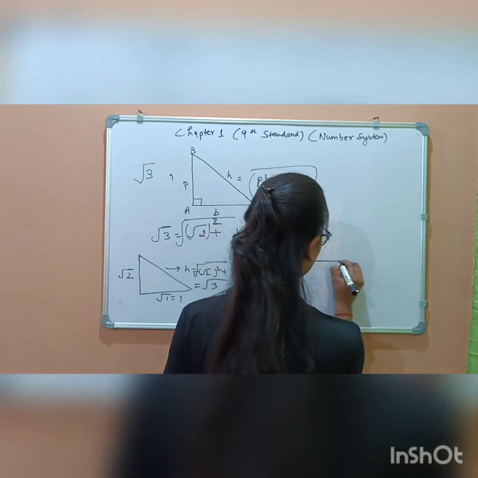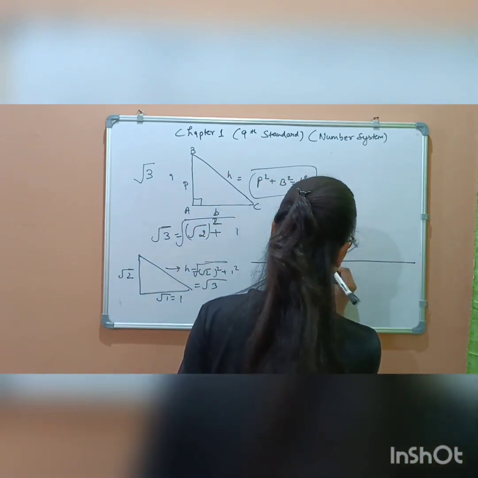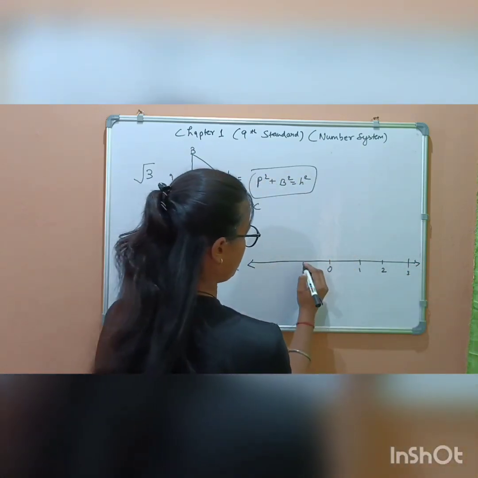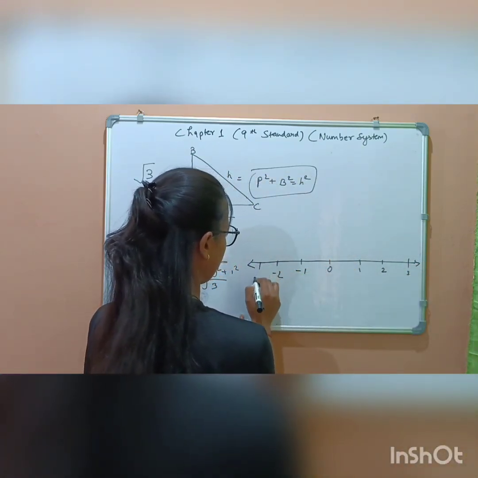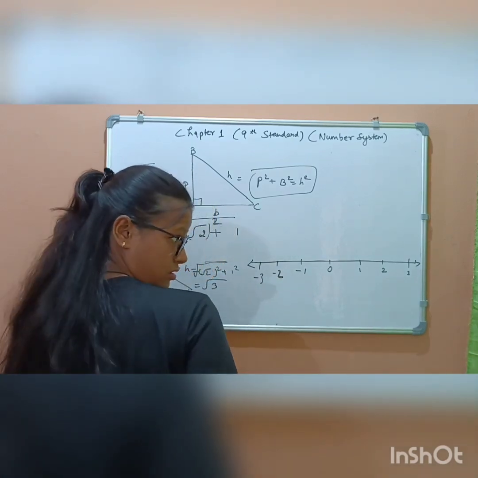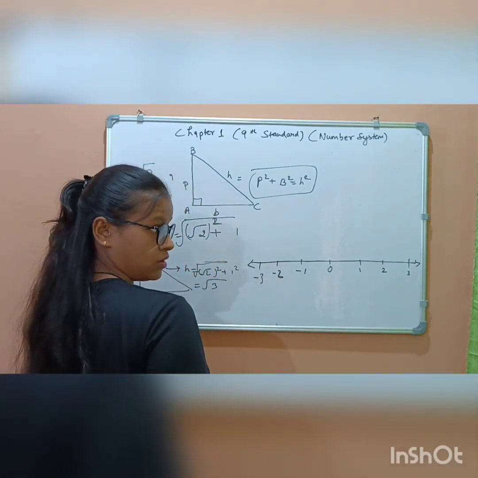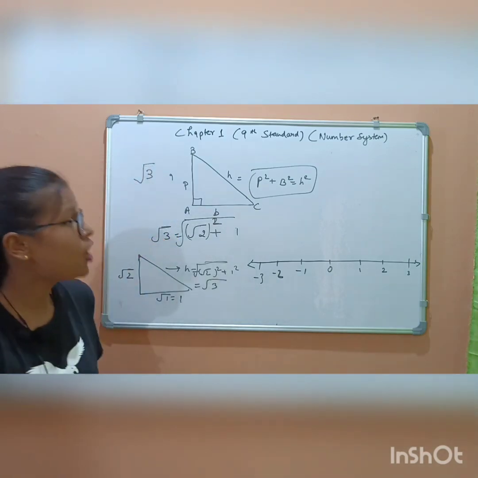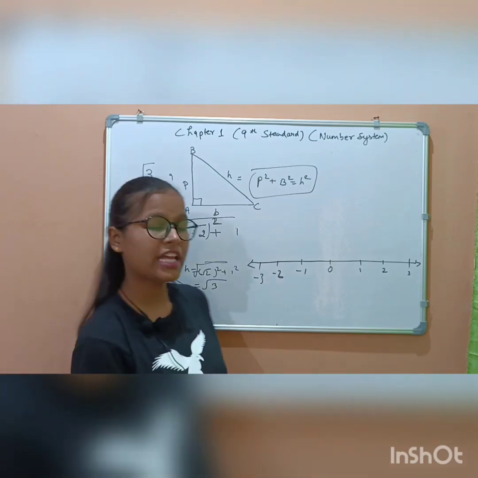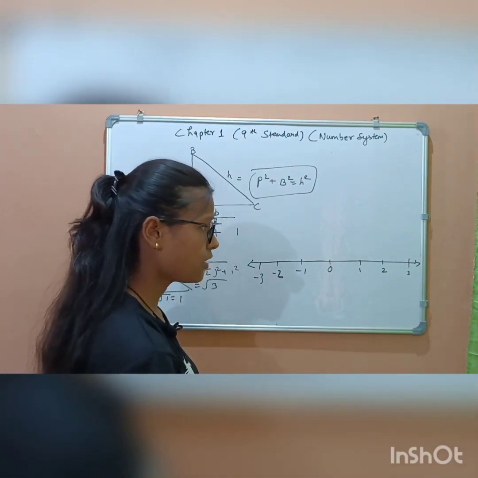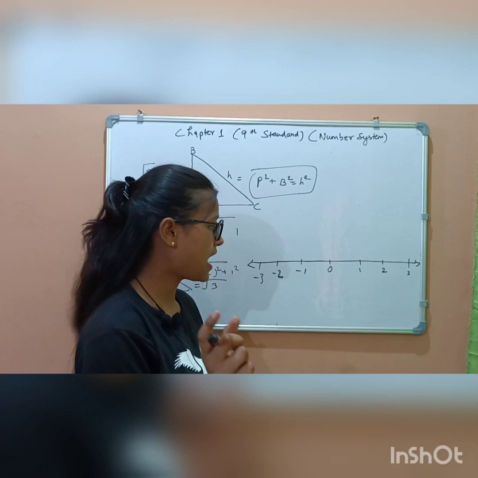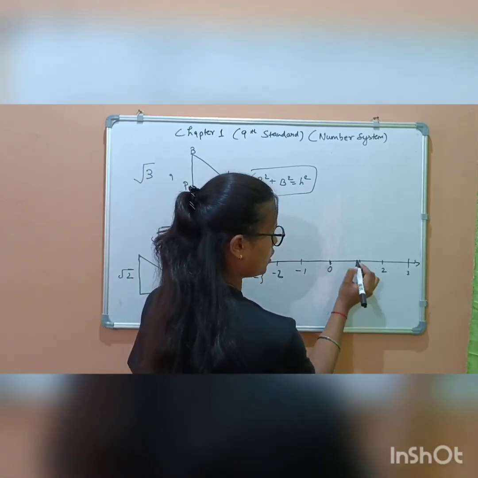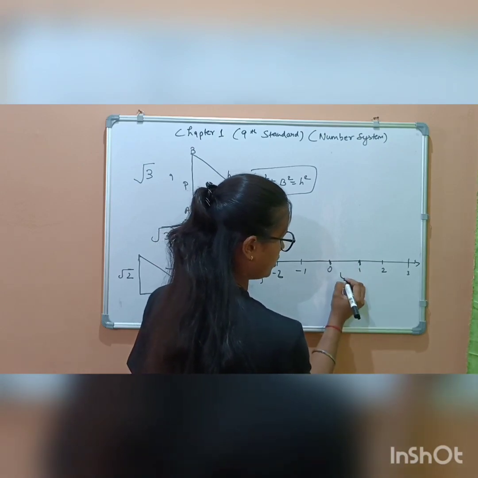Let me draw a line. This is 0, this is 1, this is 2, this is 3, minus 1, minus 2, minus 3. Clear? So in your notebooks, how you children should do: take a scale and pencil, and open the mark as 1 unit. Okay, 1 unit, 0 to 1 unit.